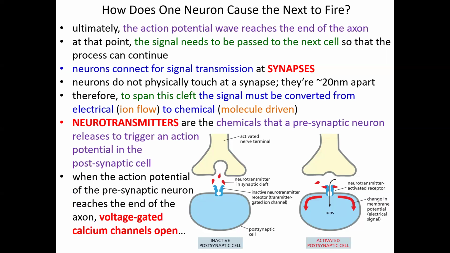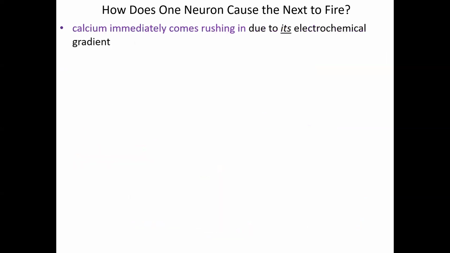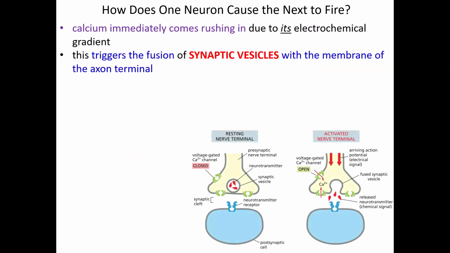Let's give a little bit more detail to this. When the action potential reaches the axon terminal of the presynaptic neuron, what actually opens there are voltage-gated calcium channels. Calcium is positively charged, so it comes rushing in following its electrochemical gradient. And that's the signal for neurotransmitter release. When calcium comes rushing into an axon terminal, it causes vesicles, membrane bubbles that are preloaded with neurotransmitter, to fuse to the axon terminal membrane and dump their contents into the synapse.